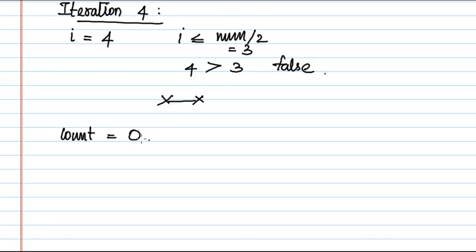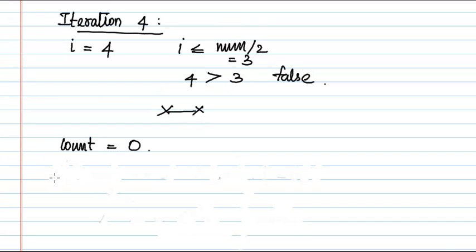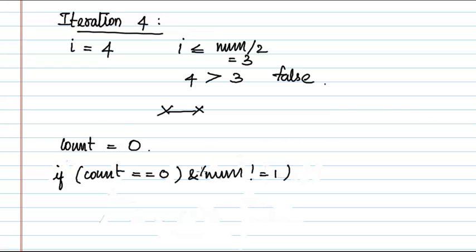Now as a result of these iterations, the value of count has not been changed and it is still 0. Now let us check the condition if count is equal to 0 and num is not equal to 1. Here the value of count is not changed during the iterations. So this part of the condition is true and the number, which is 7, is not equal to 1. So this part is also true.